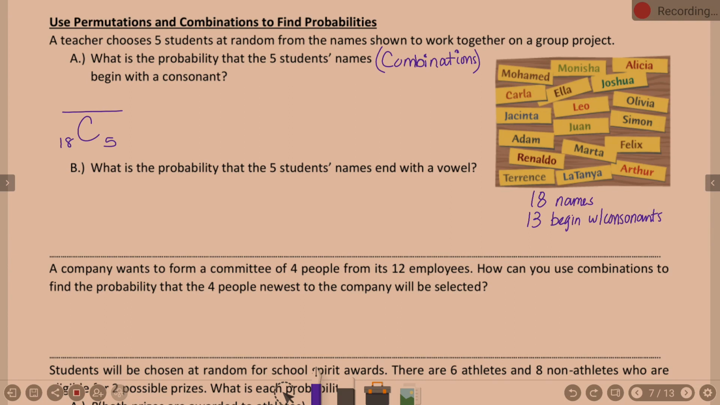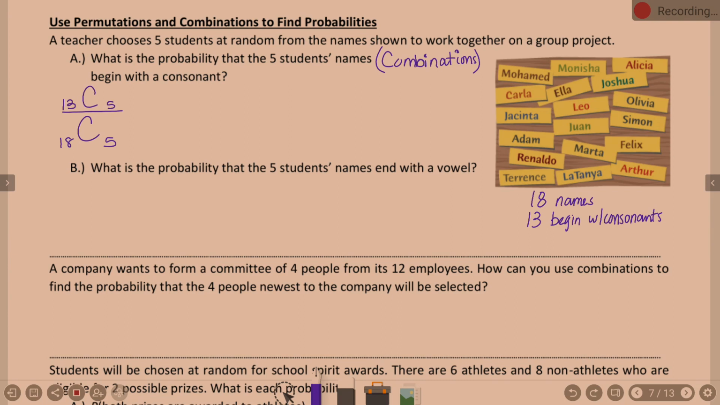So why do you put a line in the C? Are you talking about this? Yes. I'm setting up probability. So we have to figure out what goes on top. The bottom is all of them, all 18 kids put in groups of 5. What do we need on top then? 13 and 5. There's only 13 that begin with consonants. So we're picking from those 13 kids and doing combinations of 5.